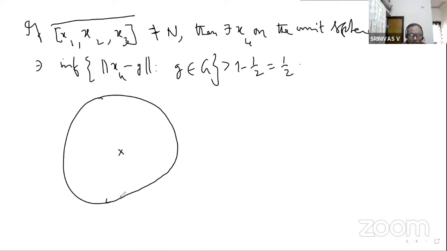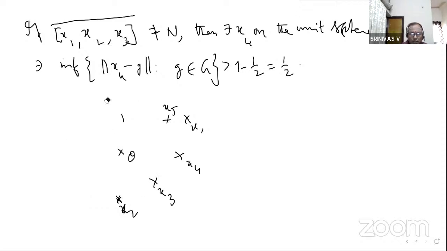You are getting points x1, which may be outside. It need not be on the unit sphere, but it is non-zero. Zero is inside. Then you have x2 here, some x3 here, and then some x4, and so on. You get a sequence of points x1, x2, x3, x4, x5, and so on. These points lie on the unit sphere centered at the origin of radius 1. I did not draw properly.